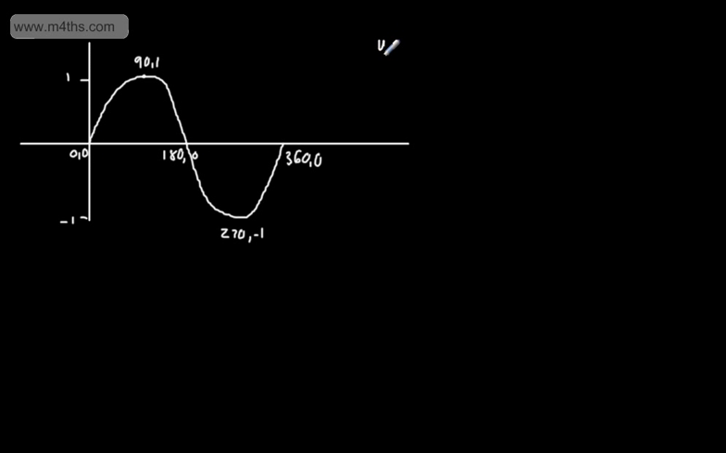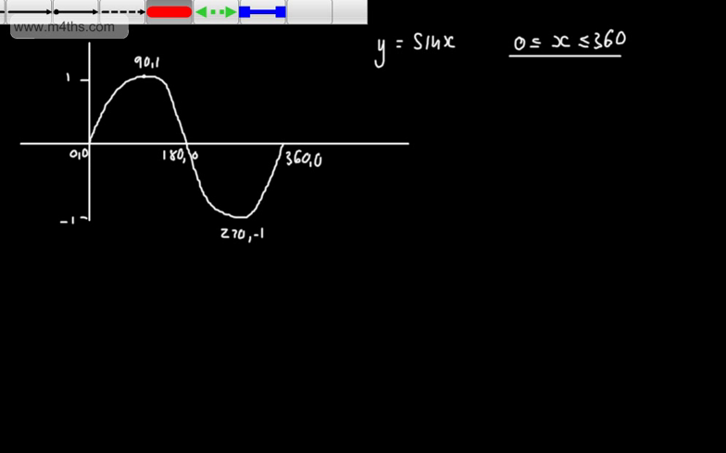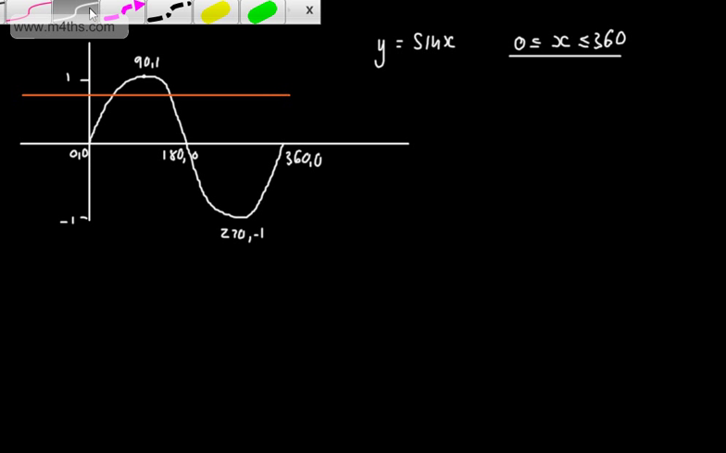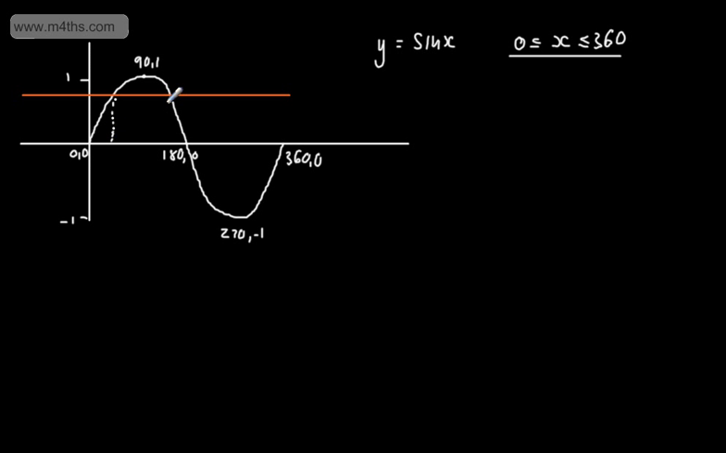So we can say that y is equal to sine x, and in this particular case x is going to be between 0 and 360 degrees. So that gives us the graph. If we look at some of the key features here, if I put a line across here, if we have a value x degrees in, we will have the same value x degrees back from 180. So we can say now that the sine of x is equal to the sine of 180 minus x.